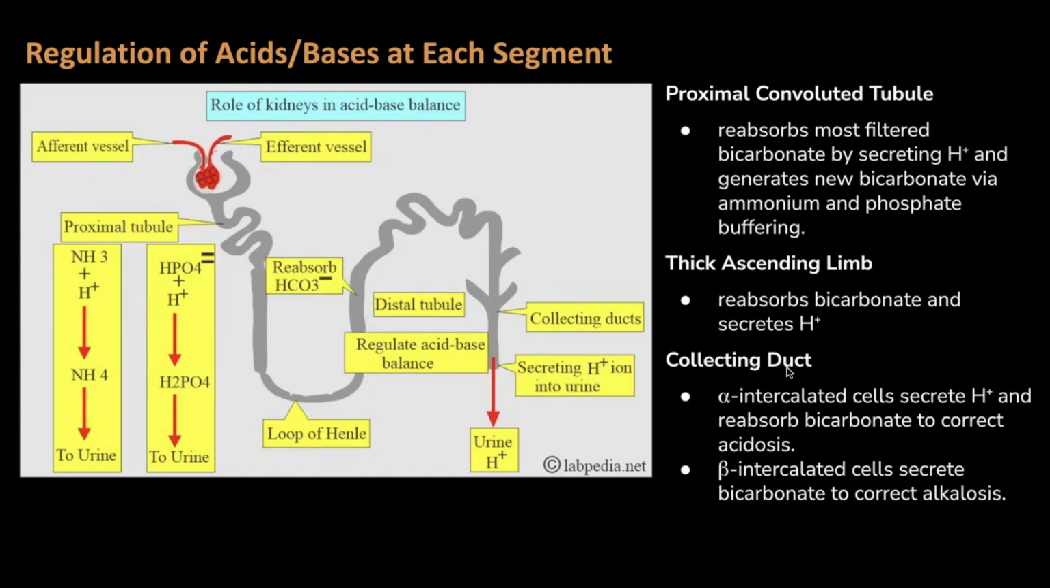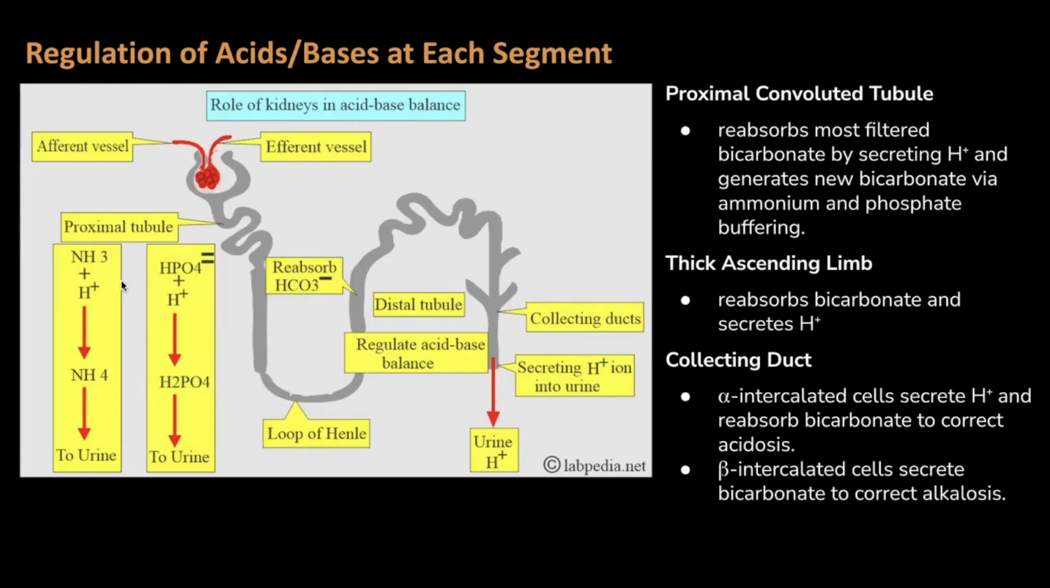And then the collecting duct has two cells that are important. We have alpha intercalated cells, which will secrete protons. And what are those protons going to do? It's going to correct acidosis by reabsorbing bicarbonate, and the reverse will happen for beta intercalated cells. Now, something to note here at the PCT, in addition to the bicarbonate handling, is that we'll also have some of these buffers that are here.